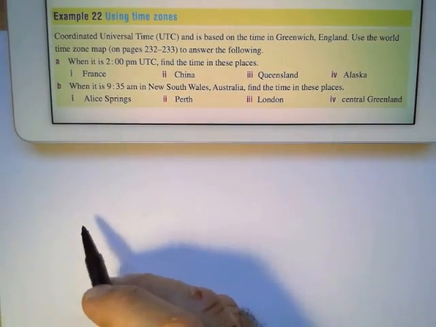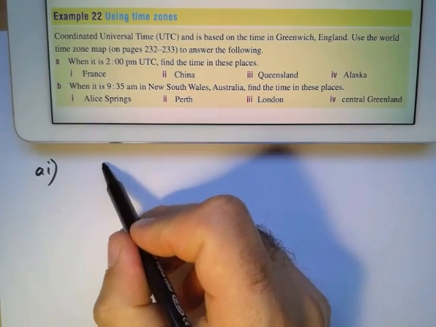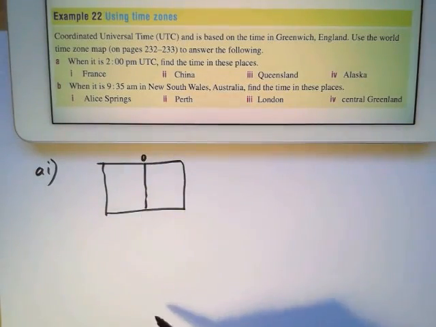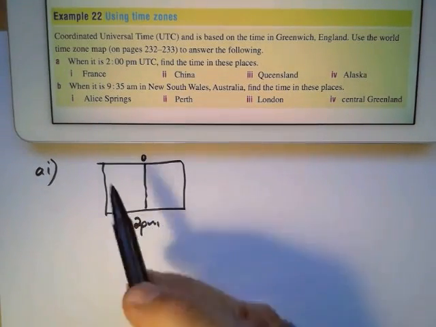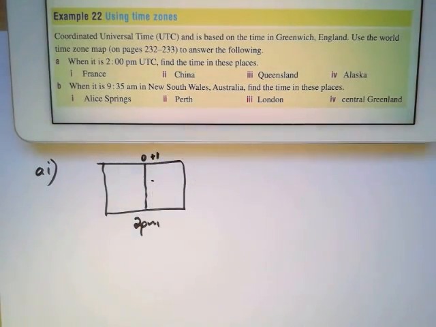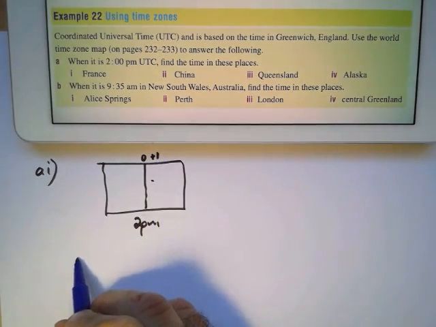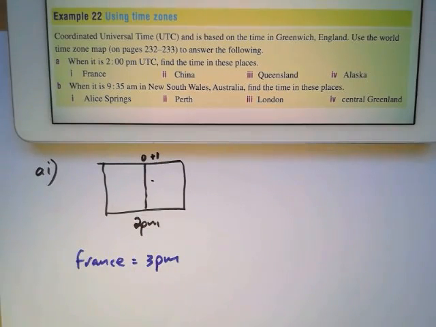When it's 2 p.m. at UTC, what I would like you to do when you have questions like this, you won't have a lot, is to just quickly draw yourself a map with 0 in the middle. So here we say it's 2 p.m. Okay, 2 p.m. And we go and find France. Now France is at plus 1. And then it's obvious to see that if this is 2 p.m. here, 1 hour ahead, which means that in France equals 3 p.m. on the same day. So it's 3 p.m. on the same day.